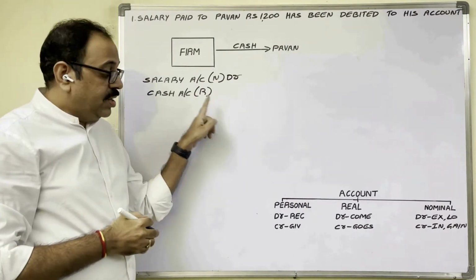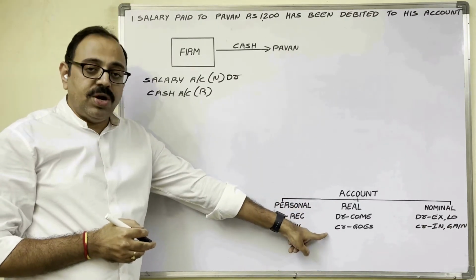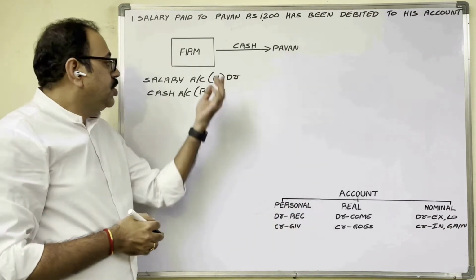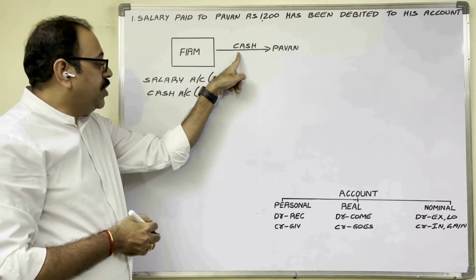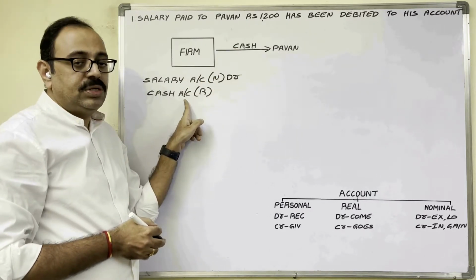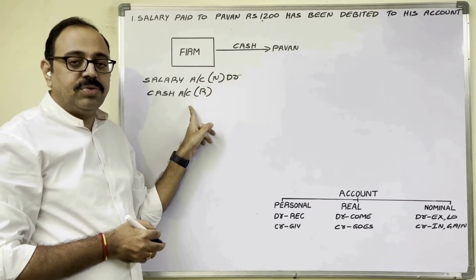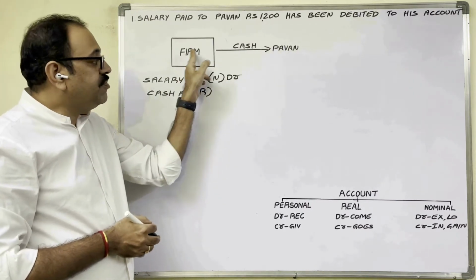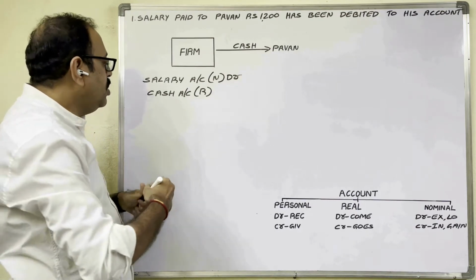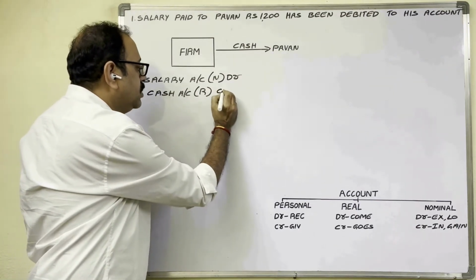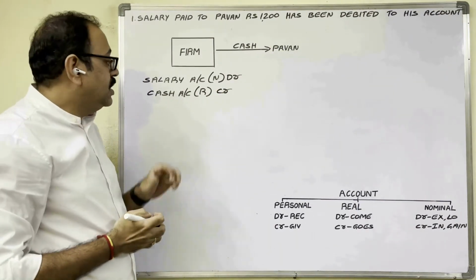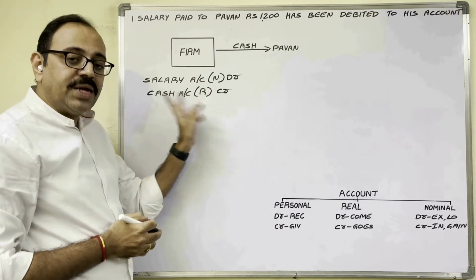Real account rule: debit what comes in, credit what goes out. That means to the firm, if cash is coming, we should debit cash account. From the firm, if cash is going, we should credit cash account. Here, from the firm cash is going. Therefore, cash account we should credit. The final entry is salary account debit to cash account.